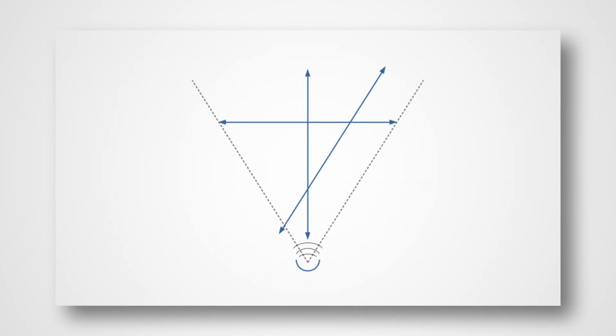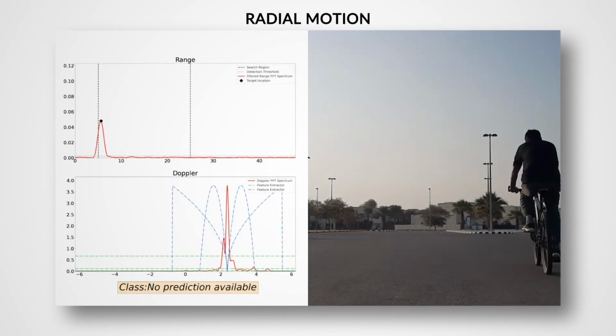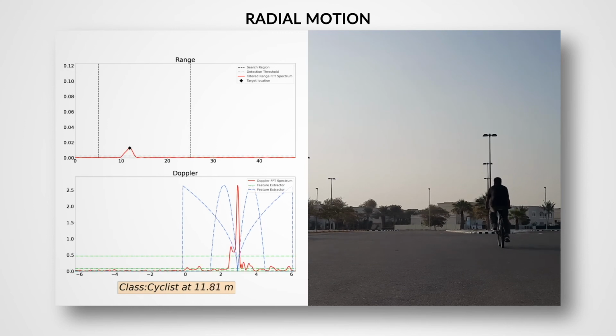For completeness, we extend our model to consider different directions of motion. For each class, we examined radial, diagonal, and perpendicular motion.